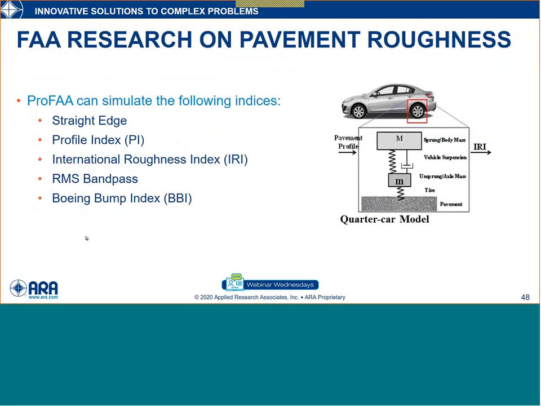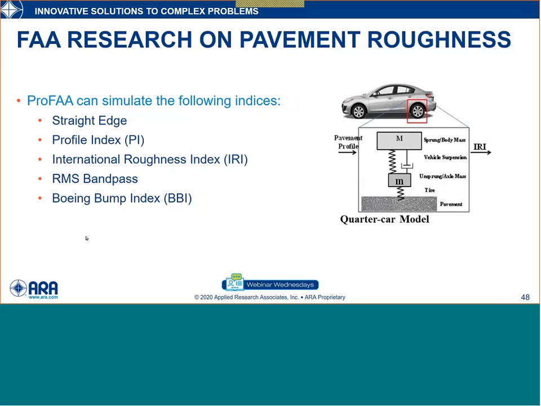Another FAA research effort that's getting ready to kick off is looking at roughness and new models for roughness. I talked about that ProFAA software, and what we can do is feed in a pavement profile to that, and ProFAA will calculate a number of roughness indexes. Straight edge is one that's commonly used with newly constructed pavement. There's construction criteria. It has to meet certain straight edge requirements.